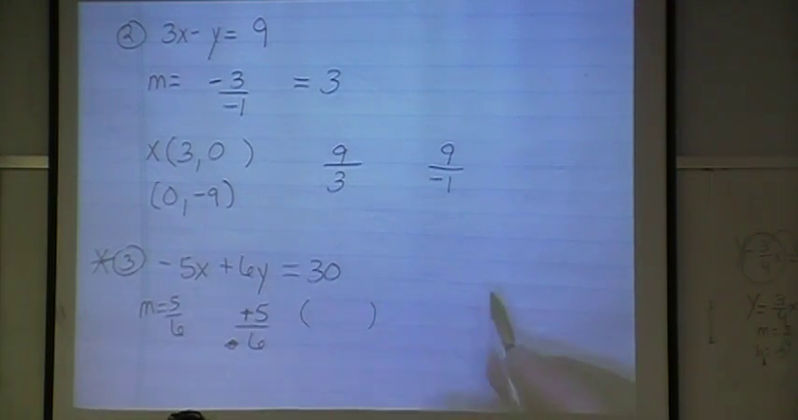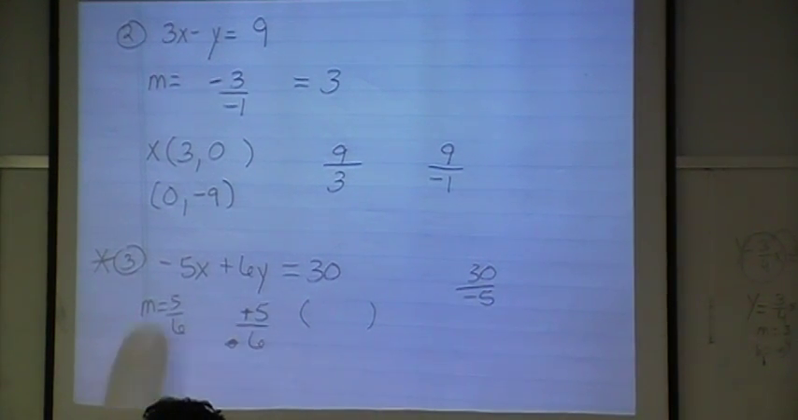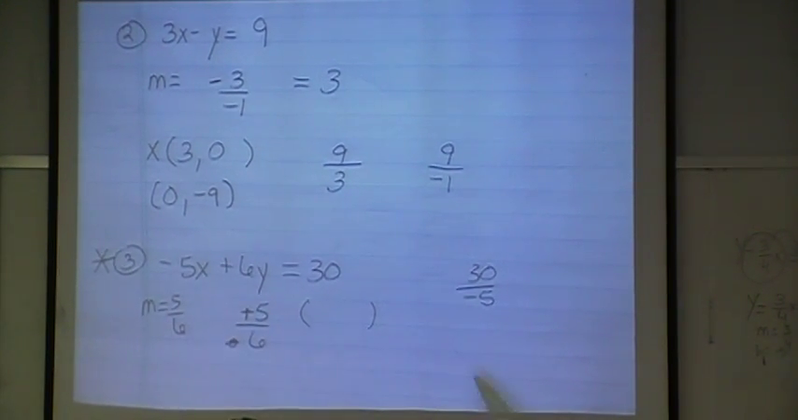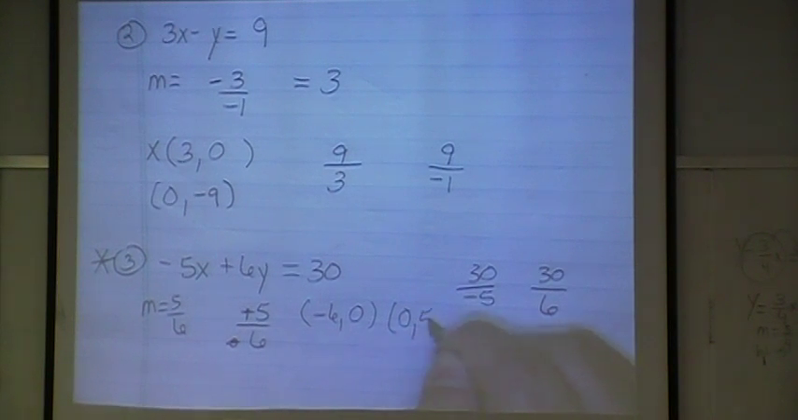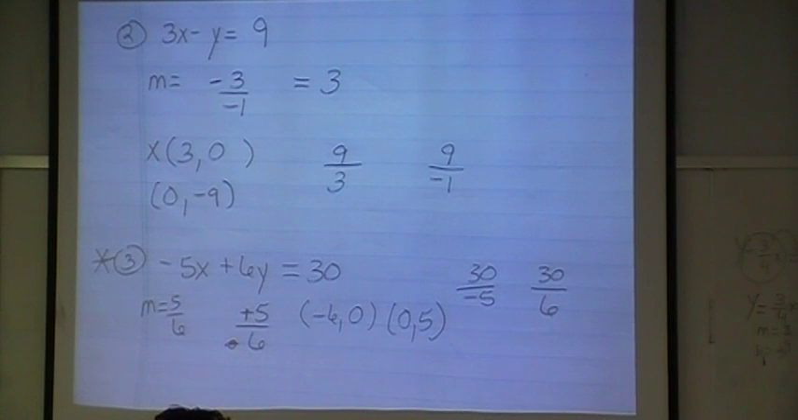X-intercept, I take my last number, 30, I put the x number underneath it, and you put your original x underneath it. The only thing you change is when you're finding the slope. That's another mistake kids make. 30 divided by negative 5, negative 6 comma 0. Y-intercept, 30 on top, number in front of y on the bottom, 0, 5. That's my x and y-intercept.